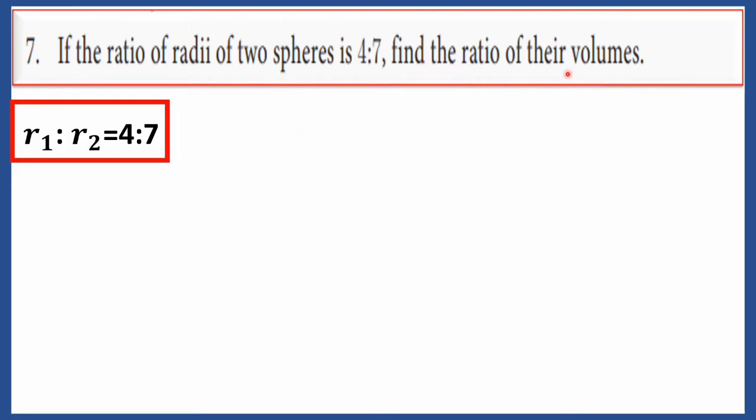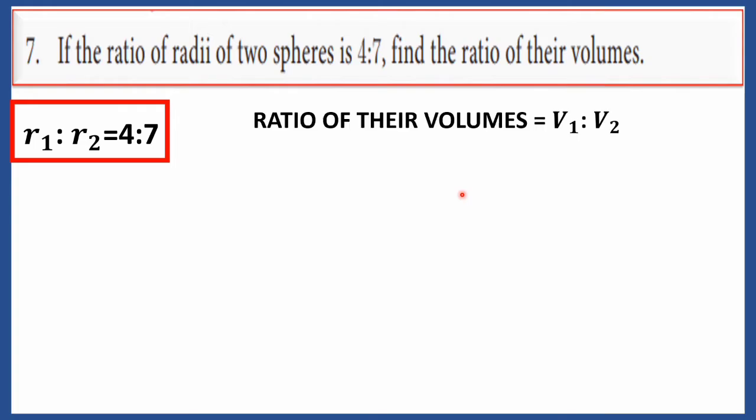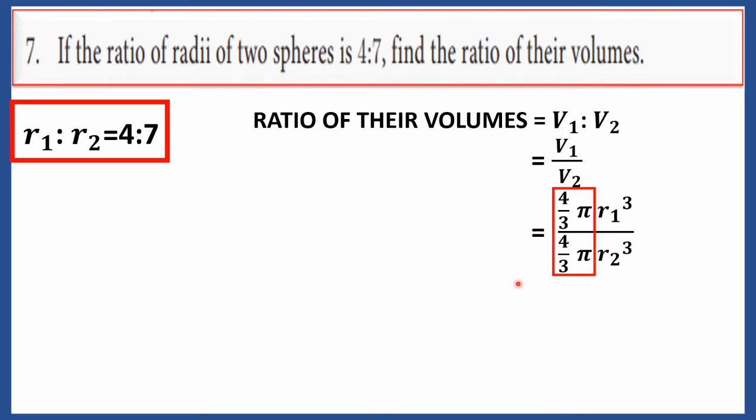We have to find the volume. Usually volume is denoted by the letter V. So we take the ratio as V1 is to V2. We write this ratio in fraction form. V1 by V2. What's the volume? 4 by 3 pi r cube. For V1 we substitute r1. For V2 we take r2. Here we cancel the like terms. 4 by 3 pi get cancelled. Then substitute for r1 and r2.